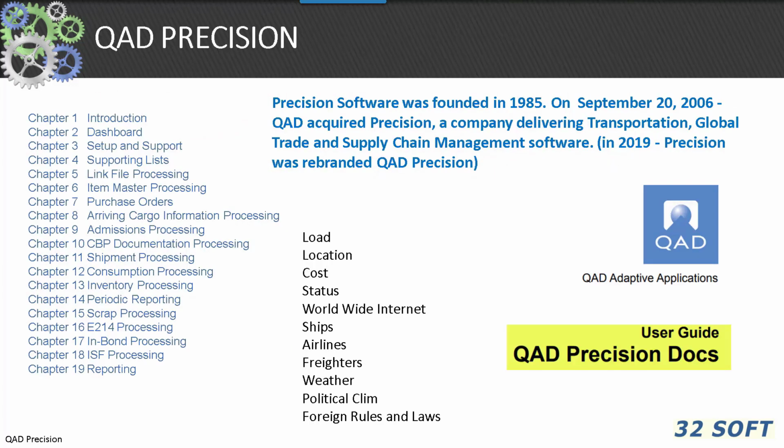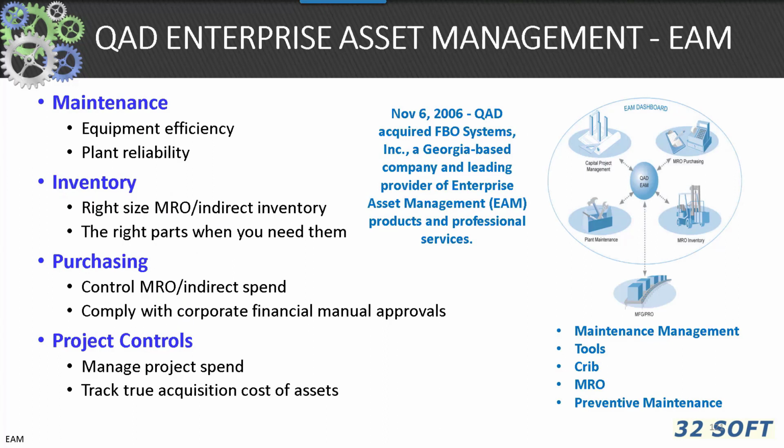Just a quick word about QAD Precision. It is a delivery, transportation, global supply chain management software that was purchased in 2019. QAD rebranded it as QAD Precision. In 2006, they acquired FBO systems, which we refer to as EAM.